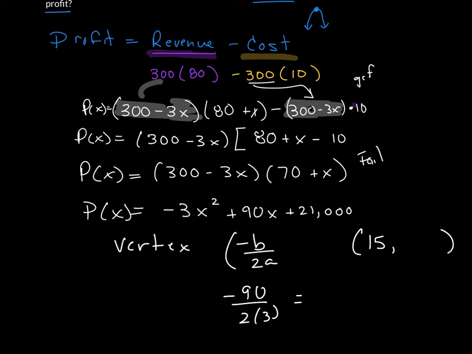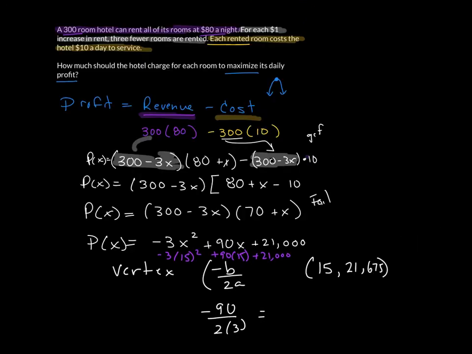Now I want to find that value, so I take this and I plug 15 back into my equation. So now negative 3 times 15 squared plus 90 times 15 plus 2100 will go ahead and give us a profit of $21,675. So this is fantastic.